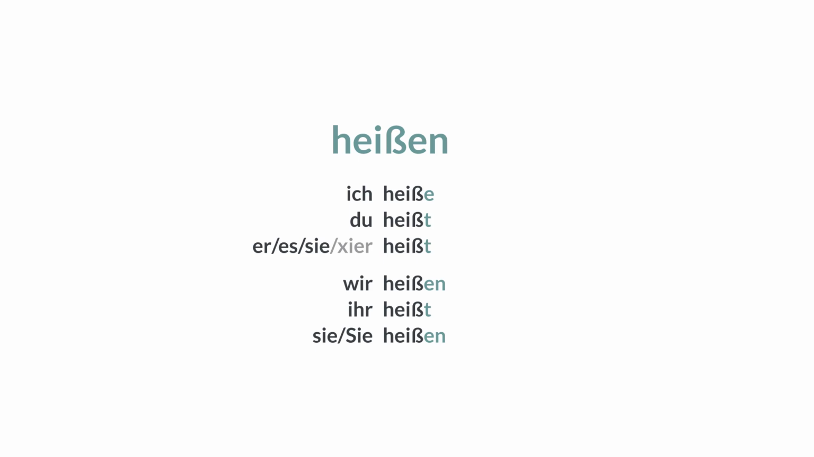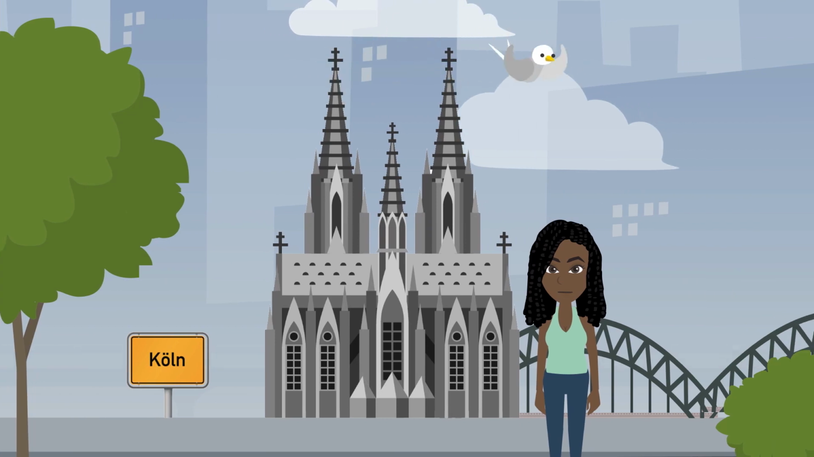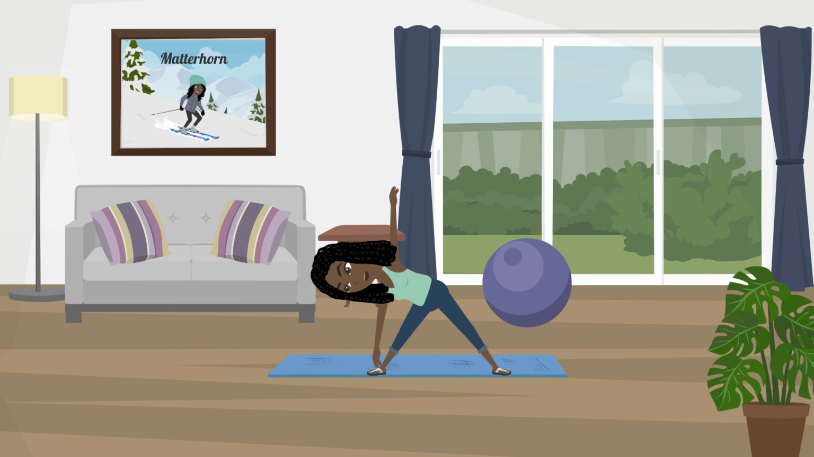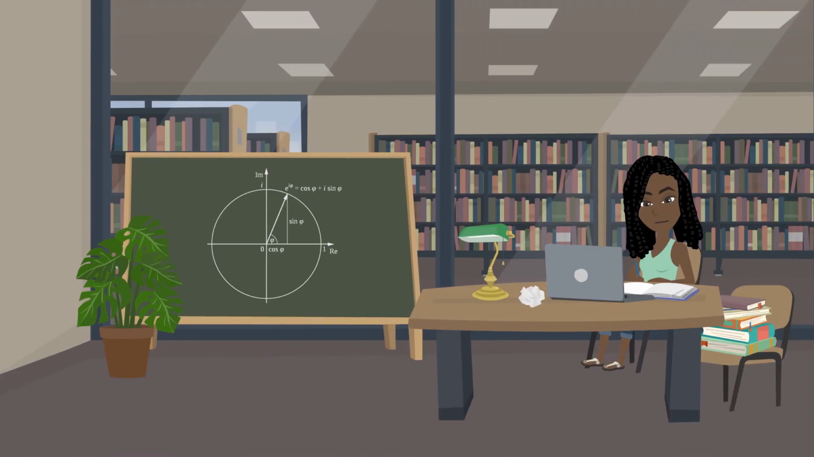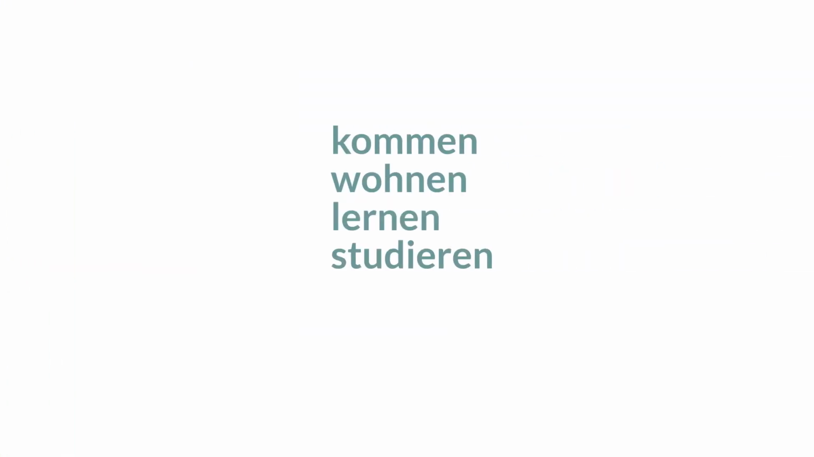You just got to know the verb heißen. Let's talk about some others. Kommen, wohnen, lernen, studieren. Can you guess what these verbs mean? If you're not sure, I will show you. Ich komme aus Köln. Köln ist super. Ich wohne in meinem Haus in Aachen. Ich lerne. Mathe ist cool. Ich studiere an der Impuls-Uni. Now you know what they mean, right?